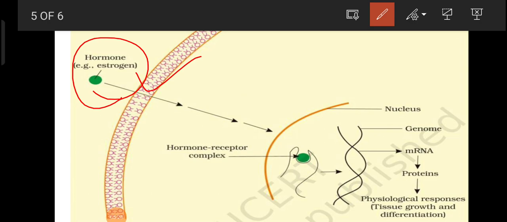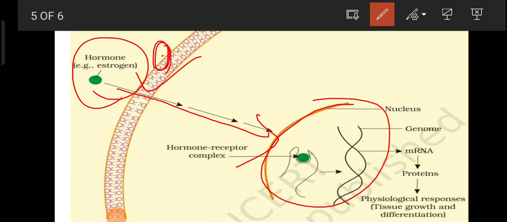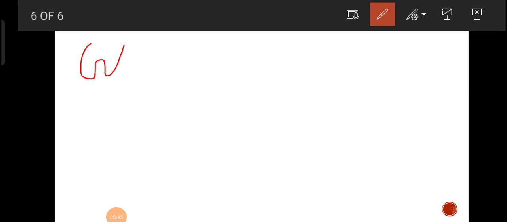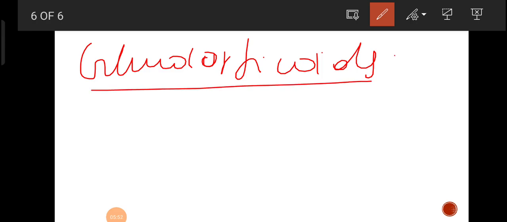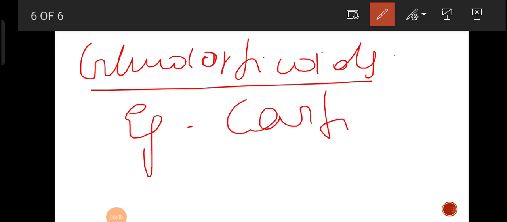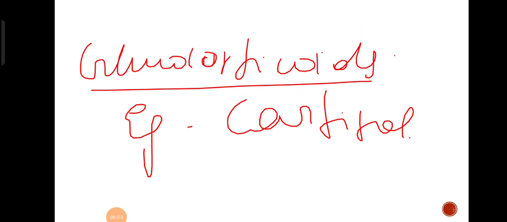Actually their target center is not on the surface of the cell membrane. This is actually directly inside the cell nucleus. So let's discuss this. In case of steroidal nature hormones, I will discuss here glucocorticoids. What are the examples of this? Cortisol is the example of glucocorticoid.